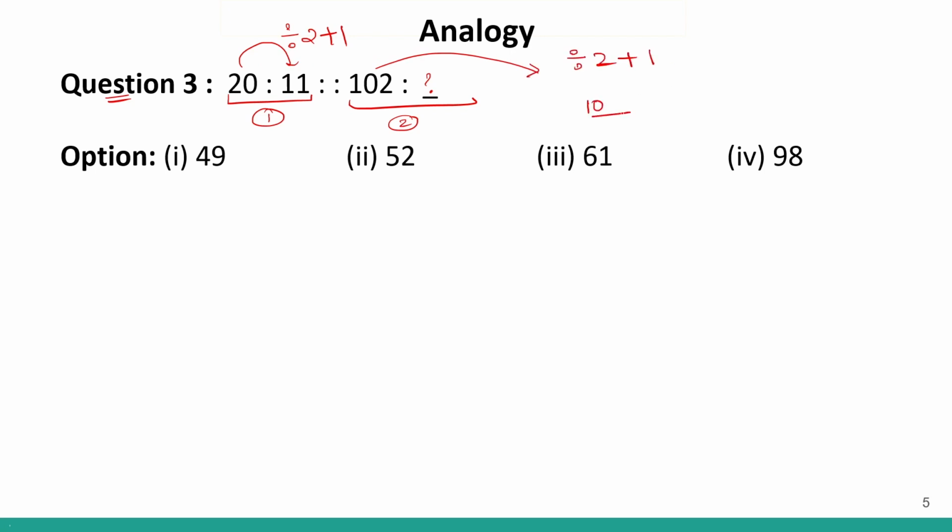So 102 divided by 2 will give me 51. And if I add 1 into it, I will get 52. Do we have an option with 52? Yes. Option number 2. This will be my answer. 52 will be my answer to the question.